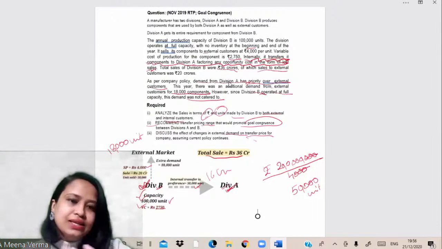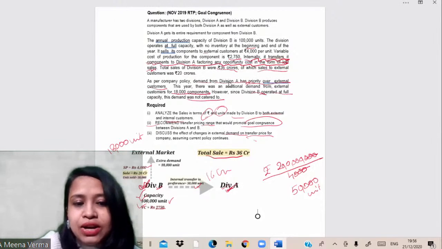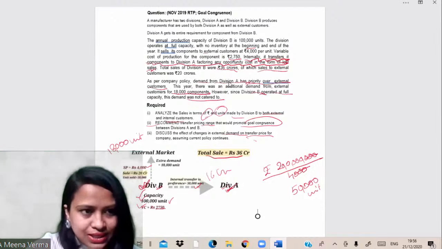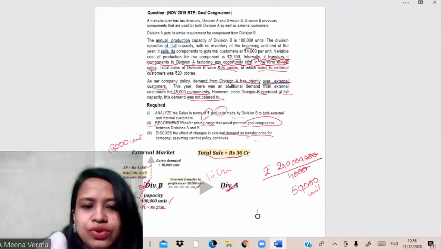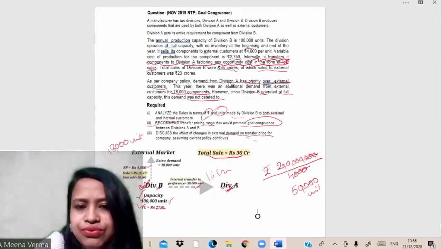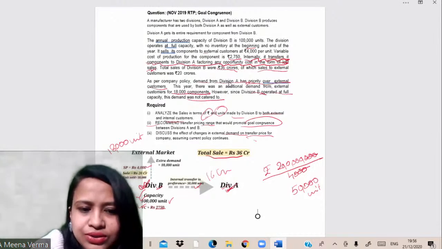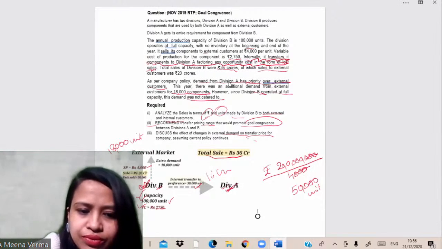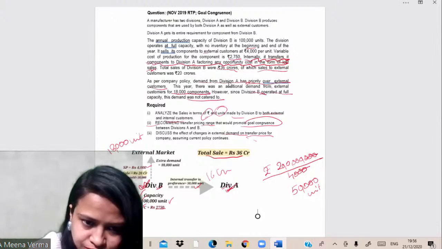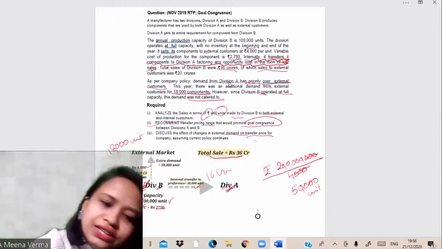The second point, in case there is any external demand, for example, external demand of 18,000 units, then what will you do? You will consider the transfer price different for 18,000, and for the remaining 50,000 minus 18,000, what will be this value? For 32,000 units, you will consider different transfer pricing.